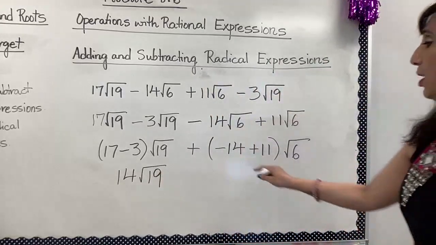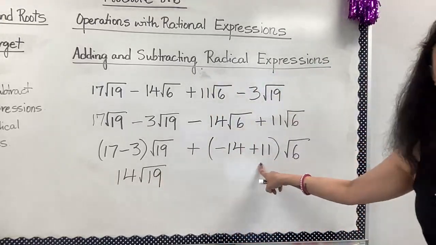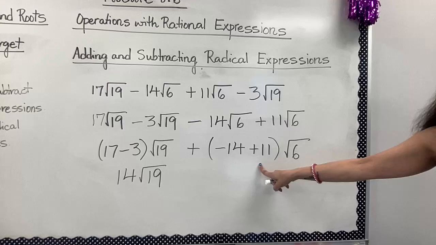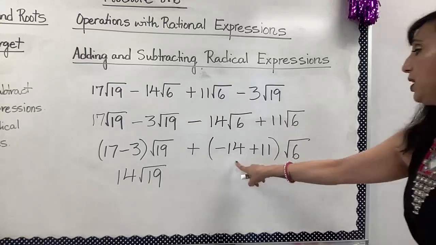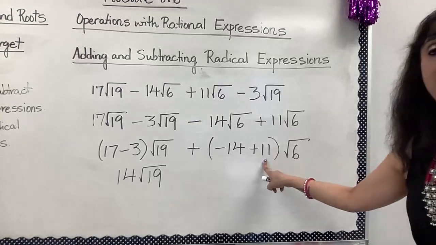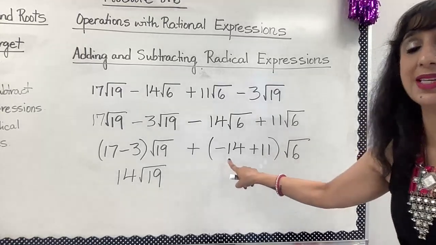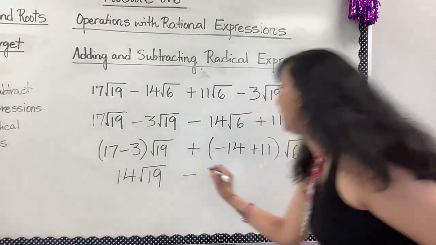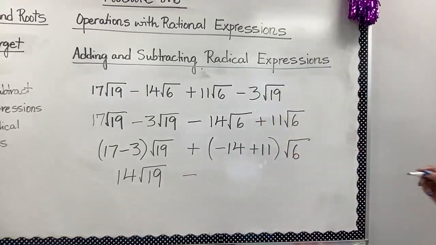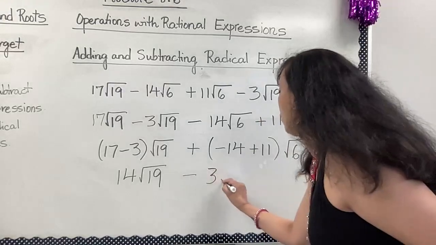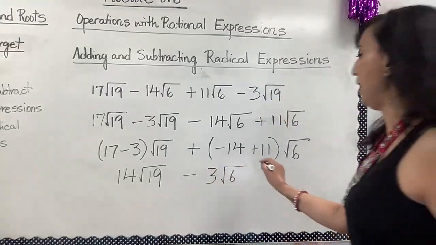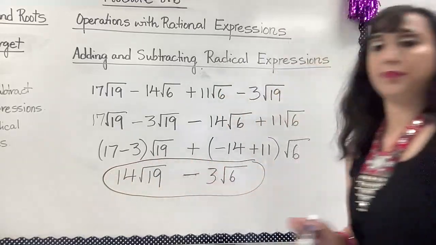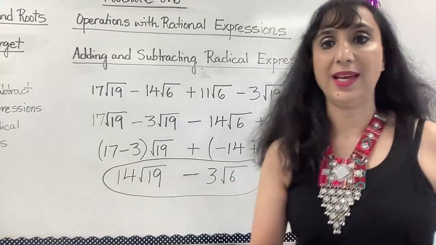And then because these are opposite signs, I'm going to add them. And so what am I left with? I have 14 minus 11. So what is the sign in the front? It's negative, right? So this is going to be minus, and I get 3 root 6. Okay, so here is my final answer.